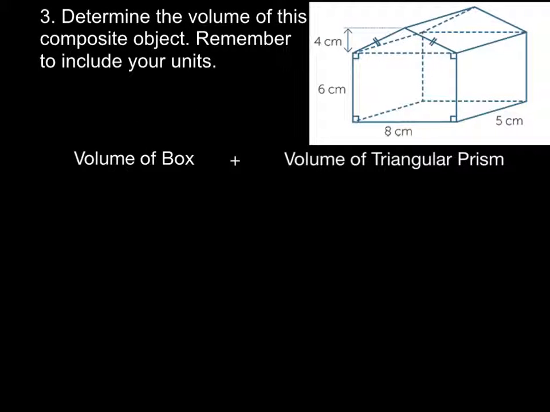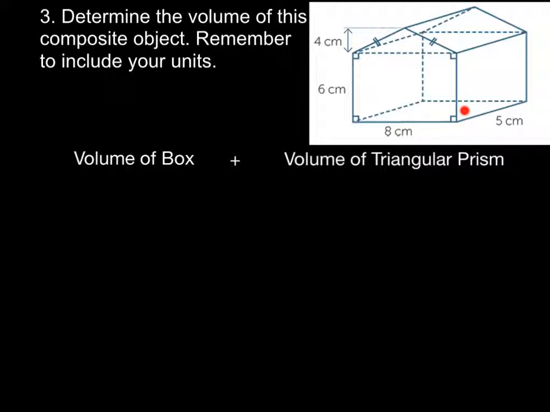Okay, so example 3 is determine the volume of this composite object. So composite object means that there's 2 or more parts, and include the units. So if you look over here at this object, we have a box, right? And then we have a triangular prism on top of that. So the plan to solve this is we have to find the volume of the box first, and then the volume of the triangular prism, and add both of those together.